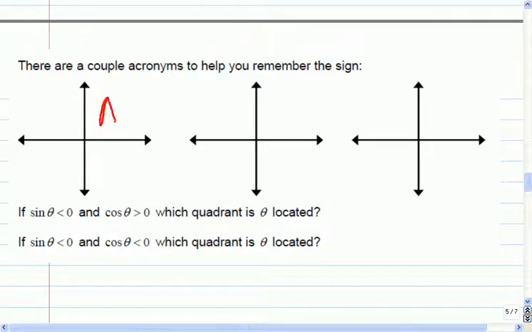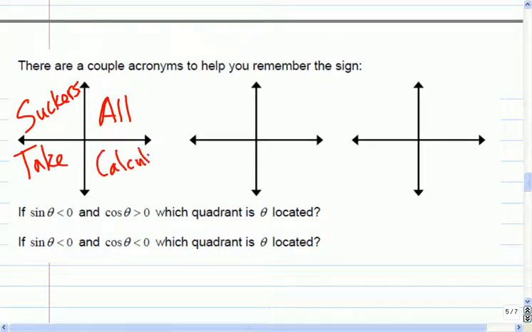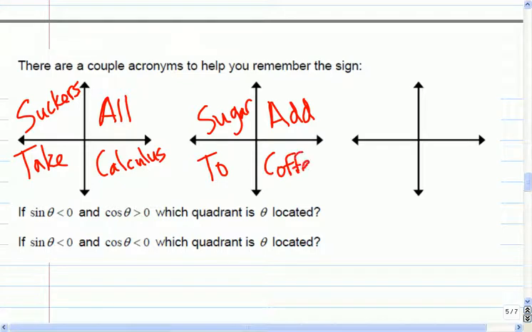One of them I've heard is All Students Take Calculus. Sometimes I hear Chemistry. Any other ones you've heard? Cast. I'm going to do that one last. I'll tell you why in a second. Another one I like, this one's a little bit more PG: Add Sugar To Coffee.